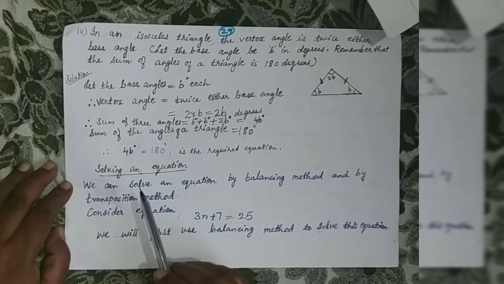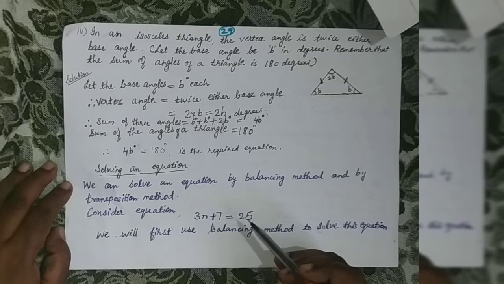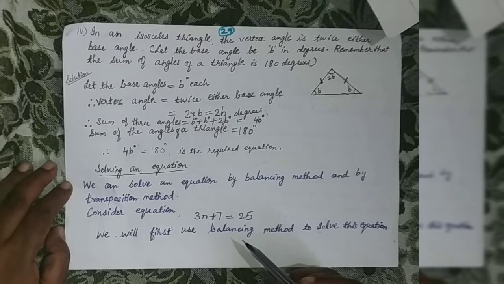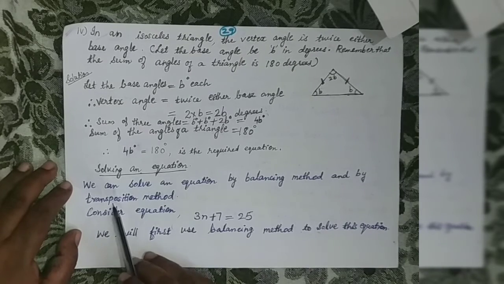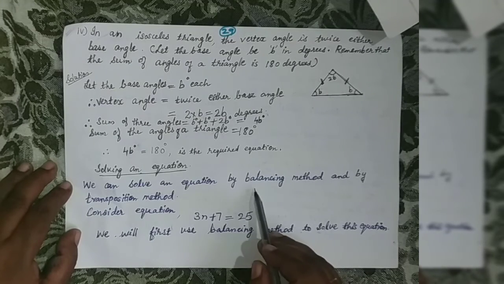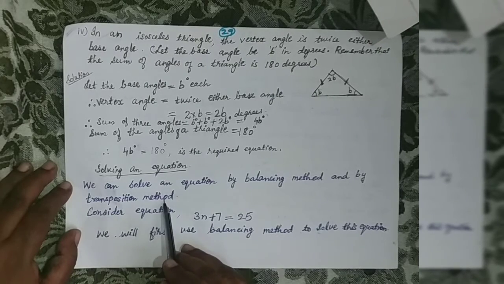Now, solving an equation. What is meant by solving an equation? Finding the variable's value is called solving an equation or finding the root of an equation. That means we are finding the variable's value. Okay. We can solve an equation by the balancing method and by the transposition method. There are two methods we are using. One is the balancing method. The other one is the transposition method.